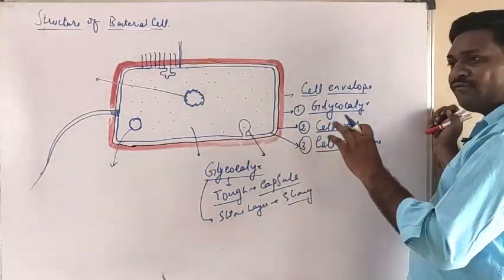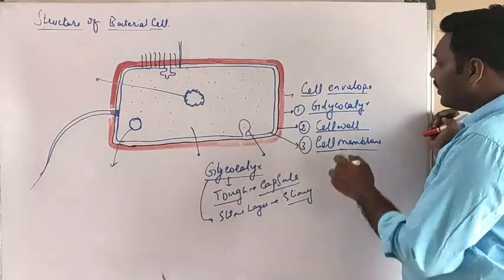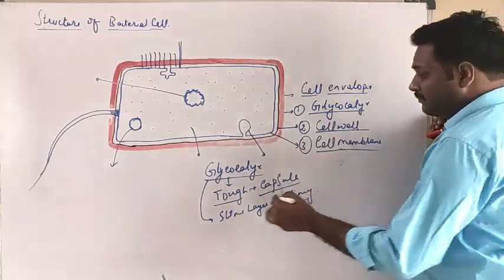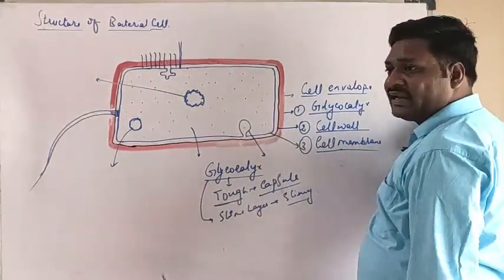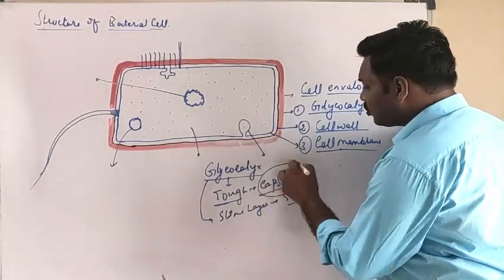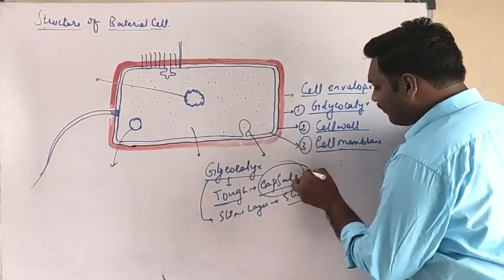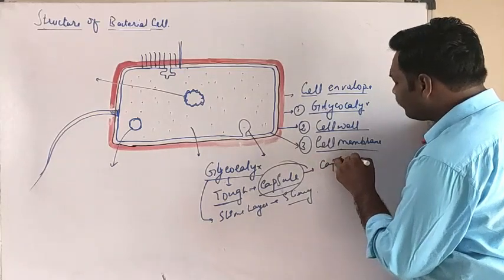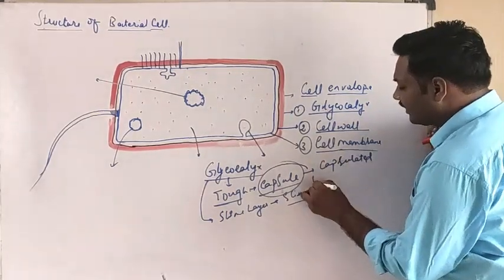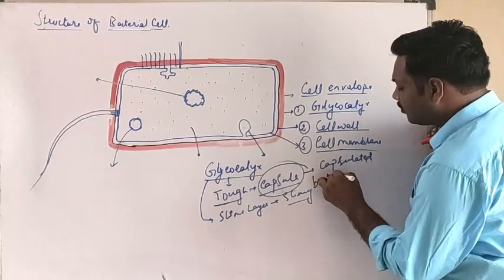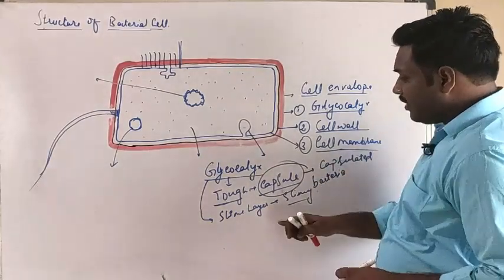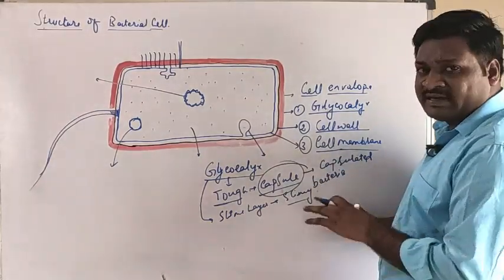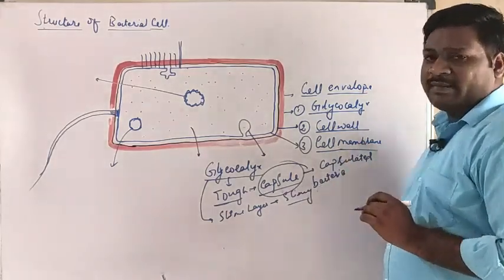Now, these are formed in 2 different bacteria. If the bacteria has a tough glycocalyx, it can be referred to as the capsulated bacteria. If it is absent, it is referred to as non-capsulated bacteria.